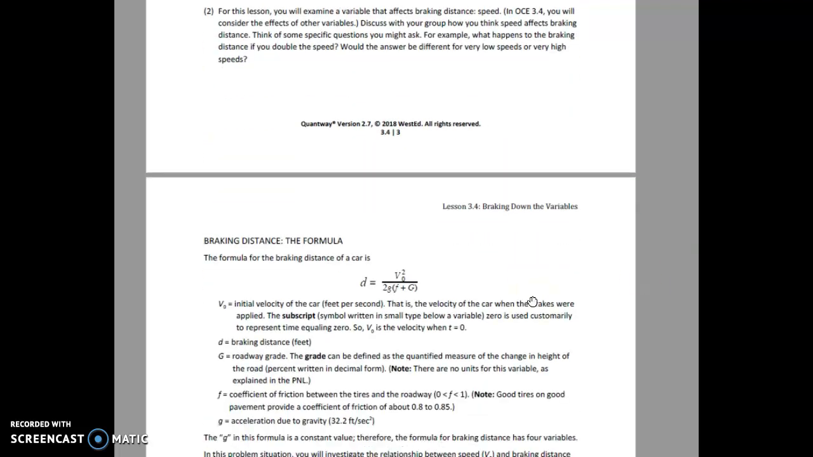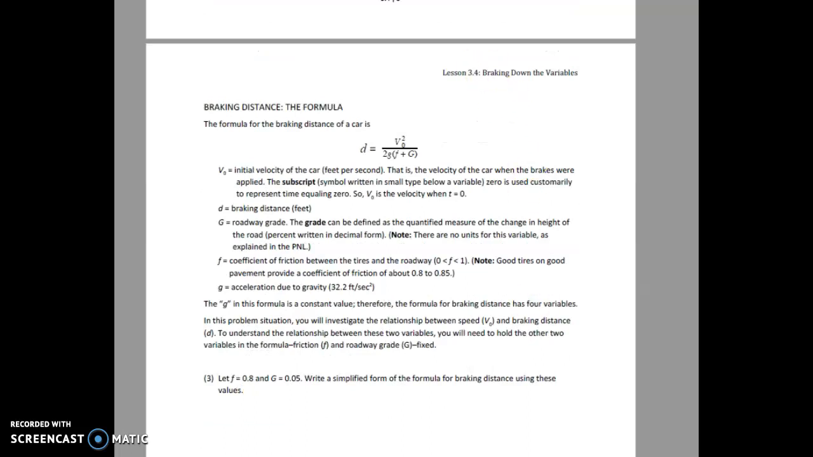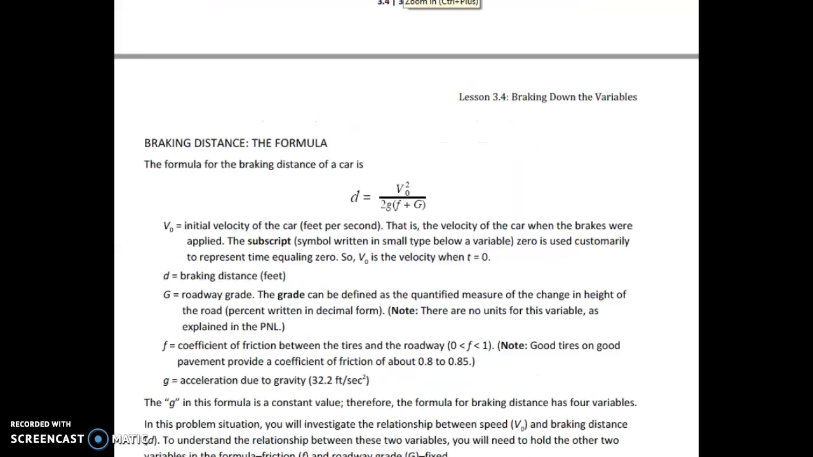So we're going to take a look at the formula that's used for braking distance. You have the formula on the second page. I want you to take a moment, if you haven't already, and read through the variables here and what they mean. And then I'll give you a description as well. This formula looks complicated, but it really is just a bunch of very simple operations.